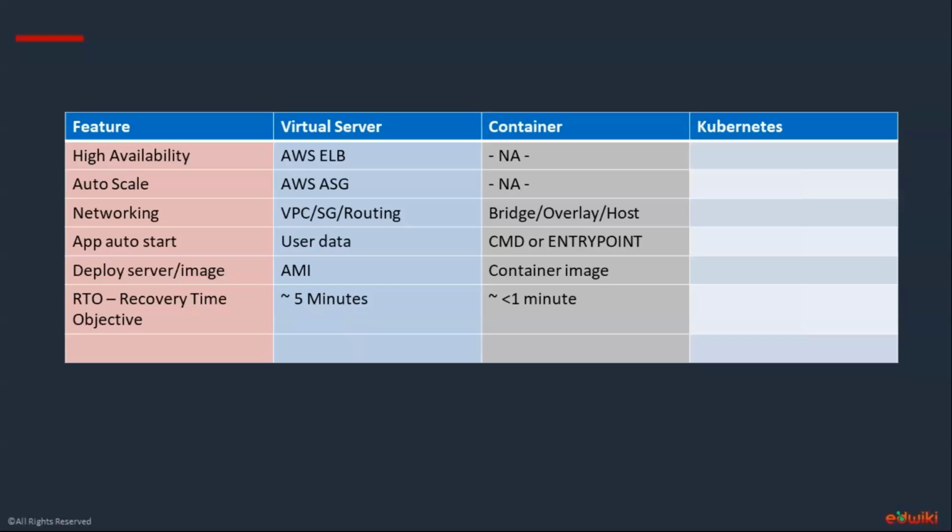RTO timelines. Let's say for some reason your entire EC2 server is down. It got terminated for some reason. How much time do you take, guys, in order to bring it back? At least 5 minutes, because I need to go and create a new EC2 server out of it, right? If the server gets terminated.